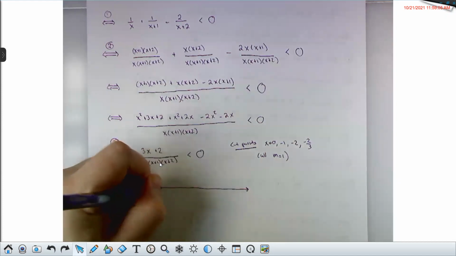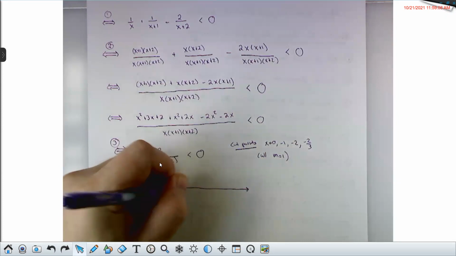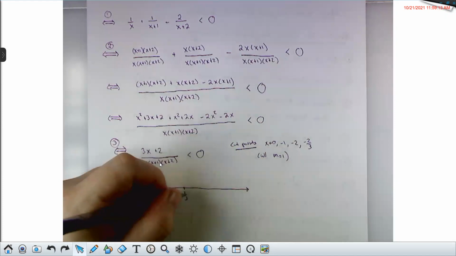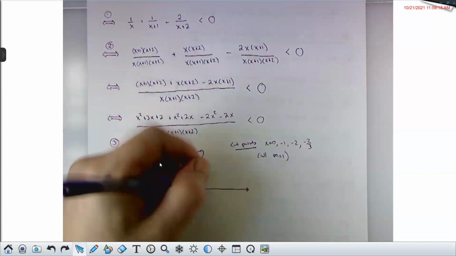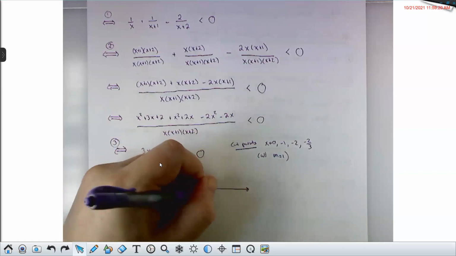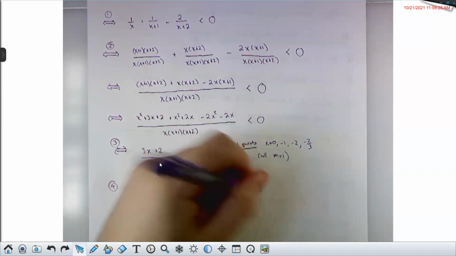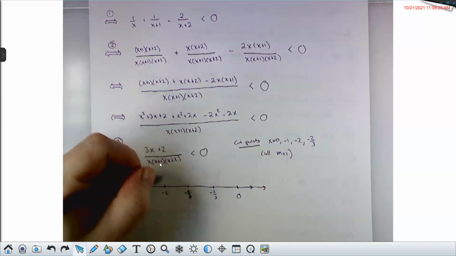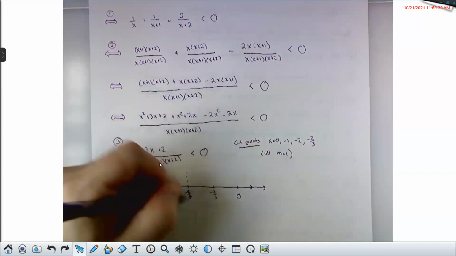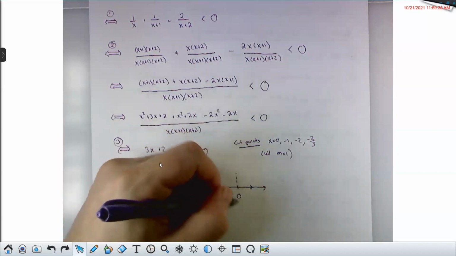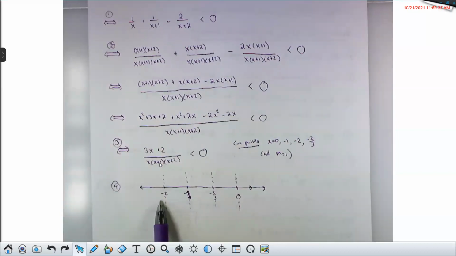So I'll put -2 over here, -2/3 here. Oops, sorry, -1 would be next. I'm sorry. Then -2/3. And then 0. So the one thing about this, you really do need to make sure you put these in the correct order on the number line. So -2 is the most negative, then -1, then -2/3, then 0.